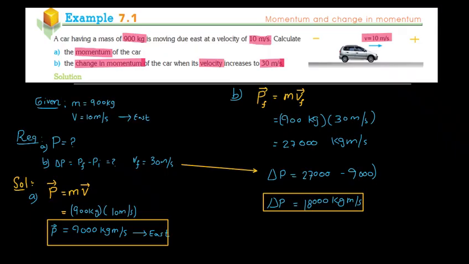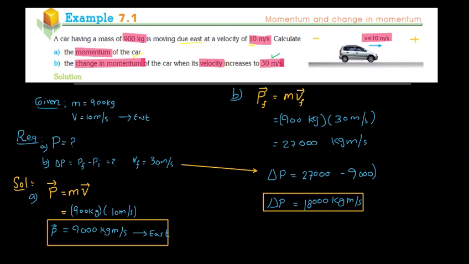A car having a mass of 900 kilogram is moving toward the due east with a velocity of 10 meter per second. Calculate the momentum of the car and the change in momentum when the velocity of the car increases to 30 meter per second. So as I highlighted the main things with the red color, you can easily now write the given information.